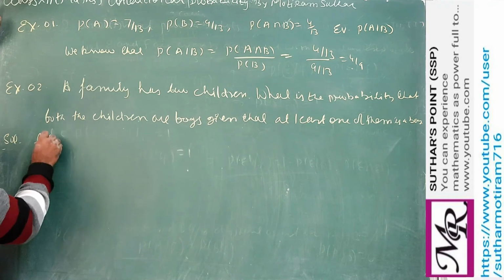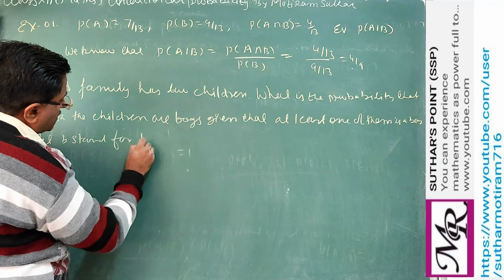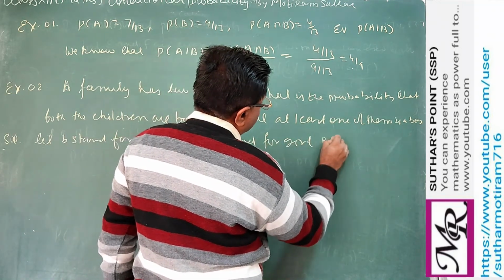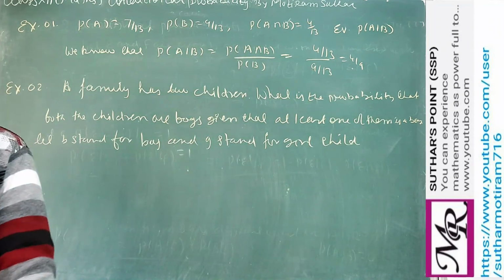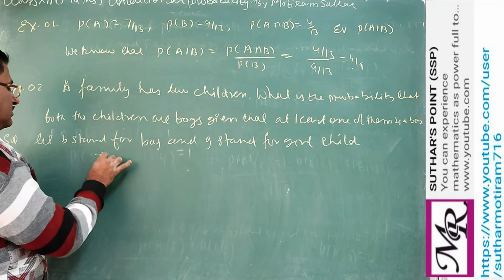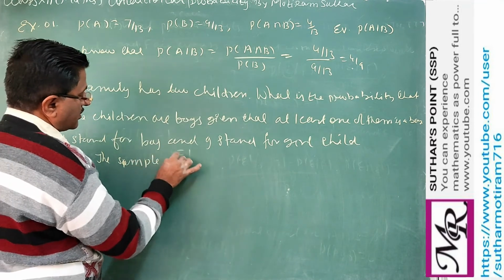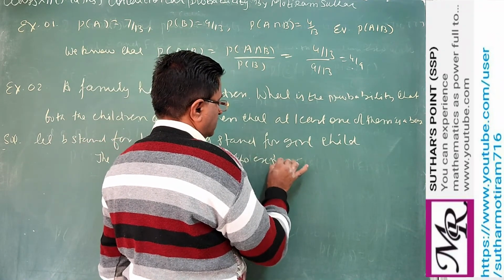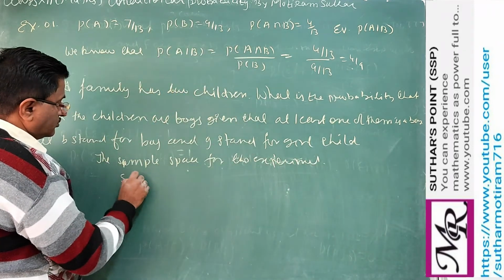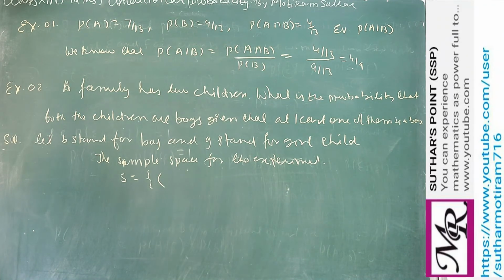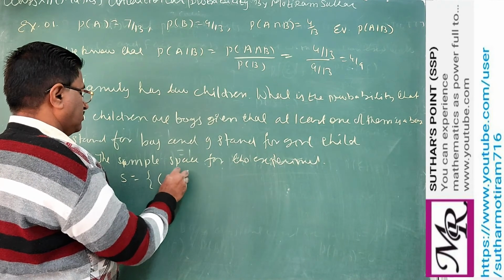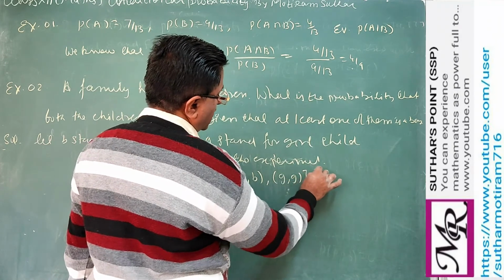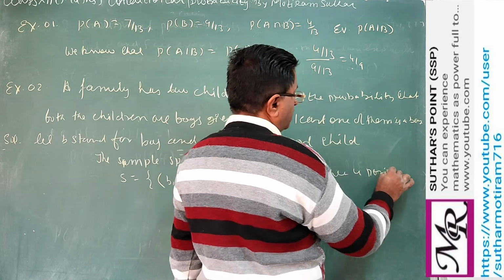So in the solution, let B stand for boy and G stand for girl child. Clear? These are the symbols we are using for the sample space of the experiment. So what possibilities are there if there are two children? First child is a boy, second is also a boy. First is a boy, second is a girl. Or first is a girl child, second is a boy. Or both are girl children. So there are four types of possibilities.